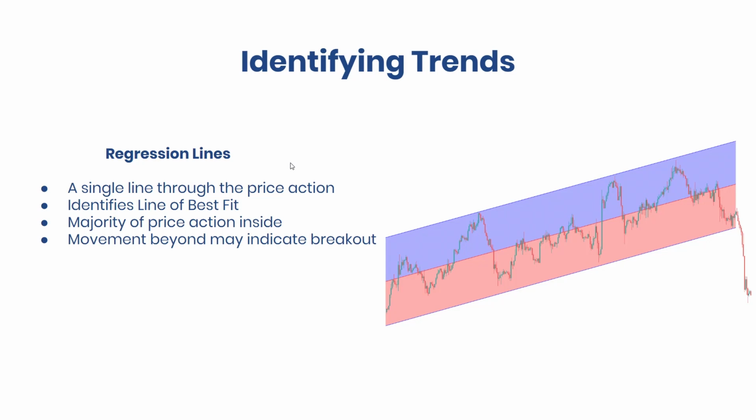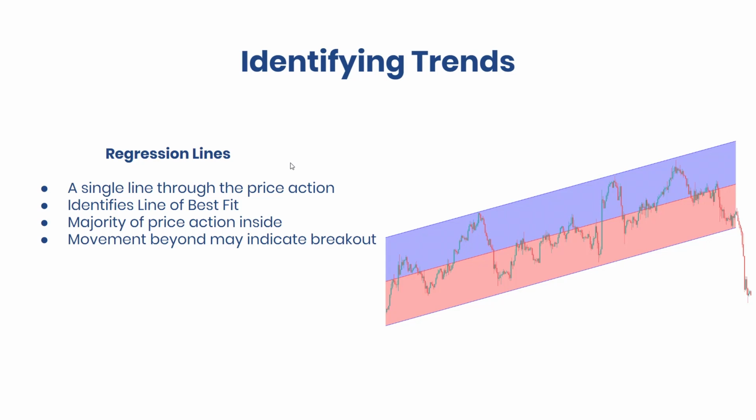If you get a nice channel like this and the line of best fit takes all of your data and fits it nicely into this envelope, it really indicates that you are indeed in a trend, and it gives you a couple of limitations, both upper and lower, that you can use to try to determine when you're going to have a trend change. So the majority of the price action is going to be inside this envelope, and when you move beyond it, it often indicates you're going to be facing breakout or breakdown conditions.